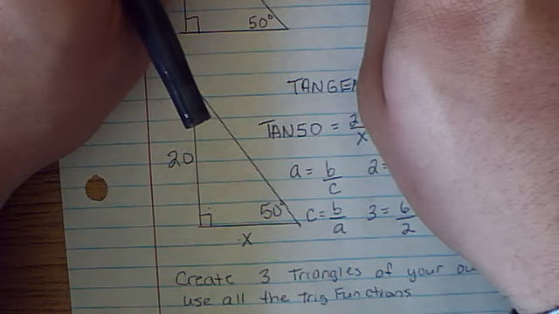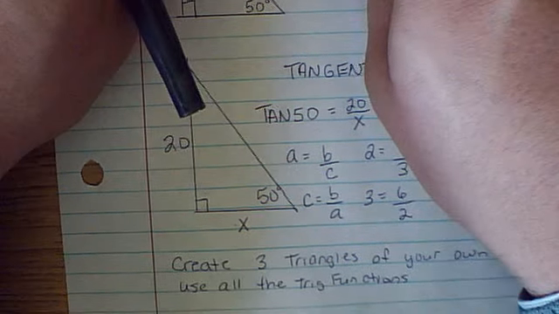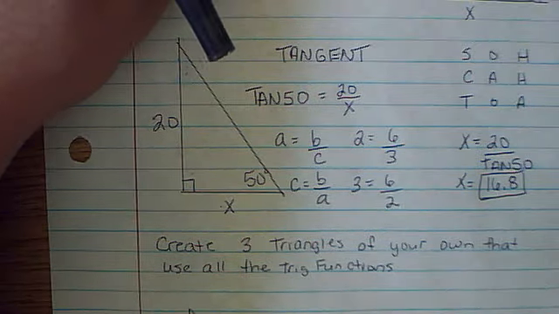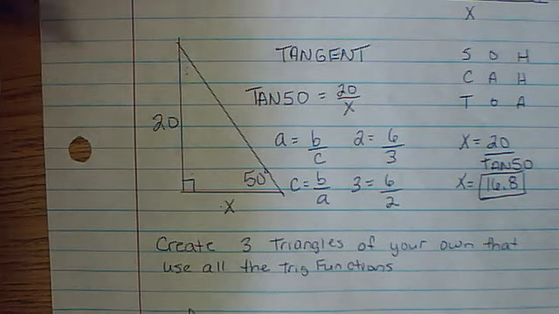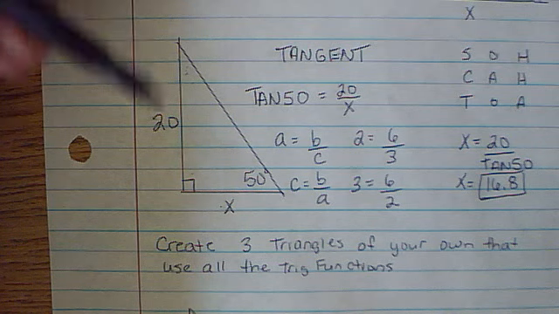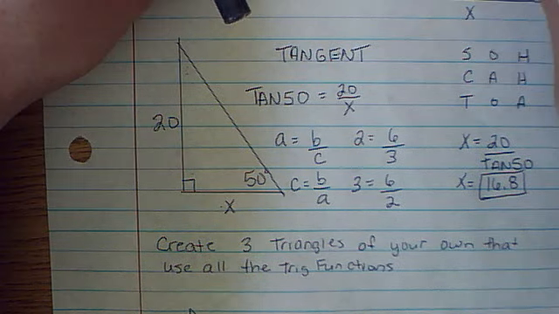So now what I want you to do is pause this and create three triangles of your own that use all three of these trig functions, just like I did. Use different numbers, use different angle measurements, and go through and solve for each one of those three triangles.